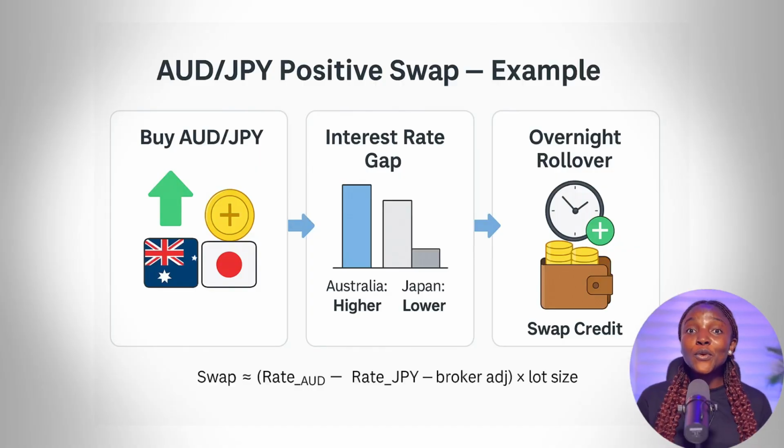This happens when the currency you are buying has a higher interest rate than the currency you are selling. In simple terms, it's like your broker saying, you are holding a strong interest currency, so here's some bonus. For example, if you buy AUD/JPY and the Australian interest rate is higher than Japan, you may earn positive swap.